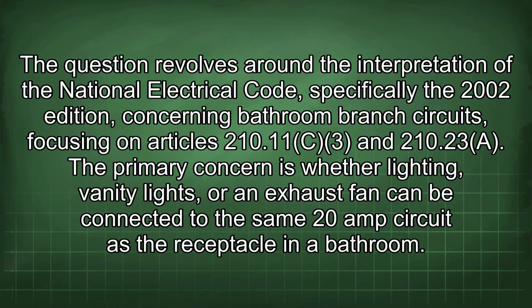The question revolves around the interpretation of the National Electrical Code, specifically the 2002 edition concerning bathroom branch circuits, focusing on Articles 210.11(C)(3) and 210.23(A). The primary concern is whether lighting, vanity lights, or an exhaust fan can be connected to the same 20-amp circuit as the receptacle in a bathroom.